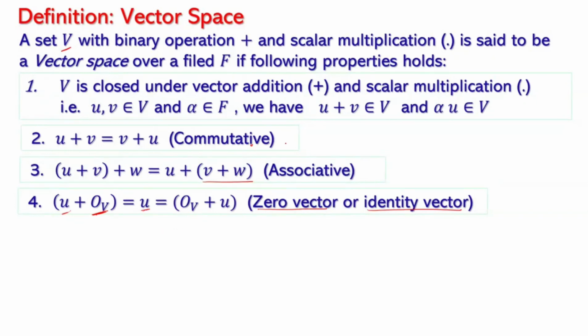And if you change the position because of the commutative property, then the reverse part will also give you the identity vector or zero vector. So this entry is known as the zero vector or identity.